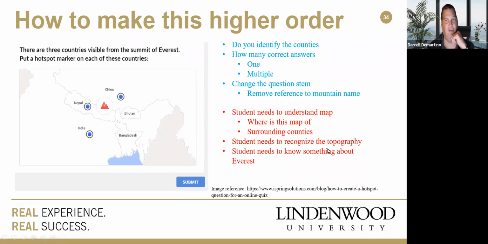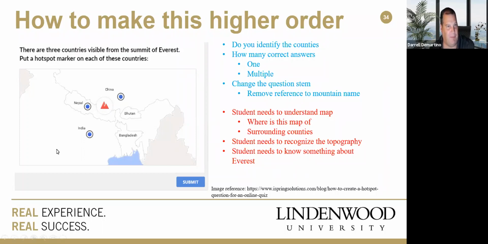And that assumes that students understand the topology of this map. They understand what countries are on the map. They need to understand this is Everest on the map. And that's the way I would probably take a question like this if I was teaching that discipline and trying to create a more complex item to test that knowledge. You're probably not going to find something like that on a licensure exam, because usually you want to test a single construct at a time.